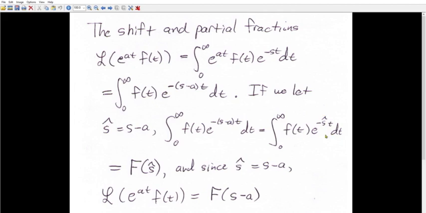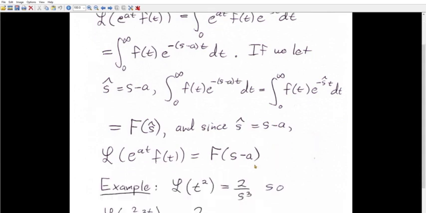Now, if we think of this s minus a just as s hat, a different variable, then what we've got is an integral from 0 to infinity of f of t e to the minus s hat t. That is the Laplace transform, except in the variable s hat and not s. So this is F hat of s, the same cap F that we saw previously. And since s hat is s minus a, what we're really getting is the Laplace transform evaluated not at s, but at s minus a. And that's how e to the at times a function transforms.